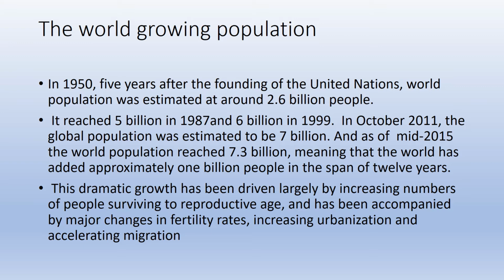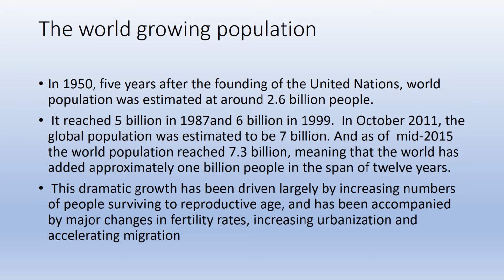All right, let's go further. In October 2011, the global population was estimated to be 7 billion people. So from 6 billion in 1999 to 7 billion in 2011. And as of mid 2015, just 2 years ago, the world population reached 7.3 billion, meaning that the world has added approximately 1 billion people in the span of 12 years. Span means the period of time that something exists or is happening. We're talking about the population since 1950 up to mid 2015. So something is happening to the world population, which is increasing significantly and rapidly.